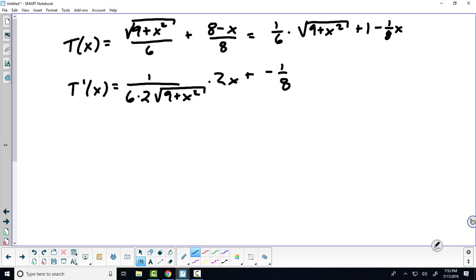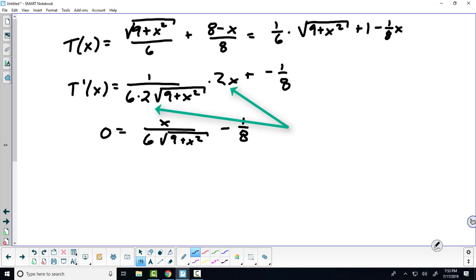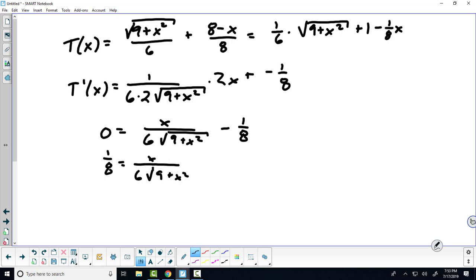Now what do we need to do? Find its critical numbers. Okay? Well, its only critical numbers in this case are going to come where it's 0. Okay? So we end up with, let's see here, 0 is equal to x over 6 square root of 9 plus x squared minus an 8th. Where did the 2's go? Okay, they canceled. So we get 1/8 is equal to x over 6 square root of 9 plus x squared.